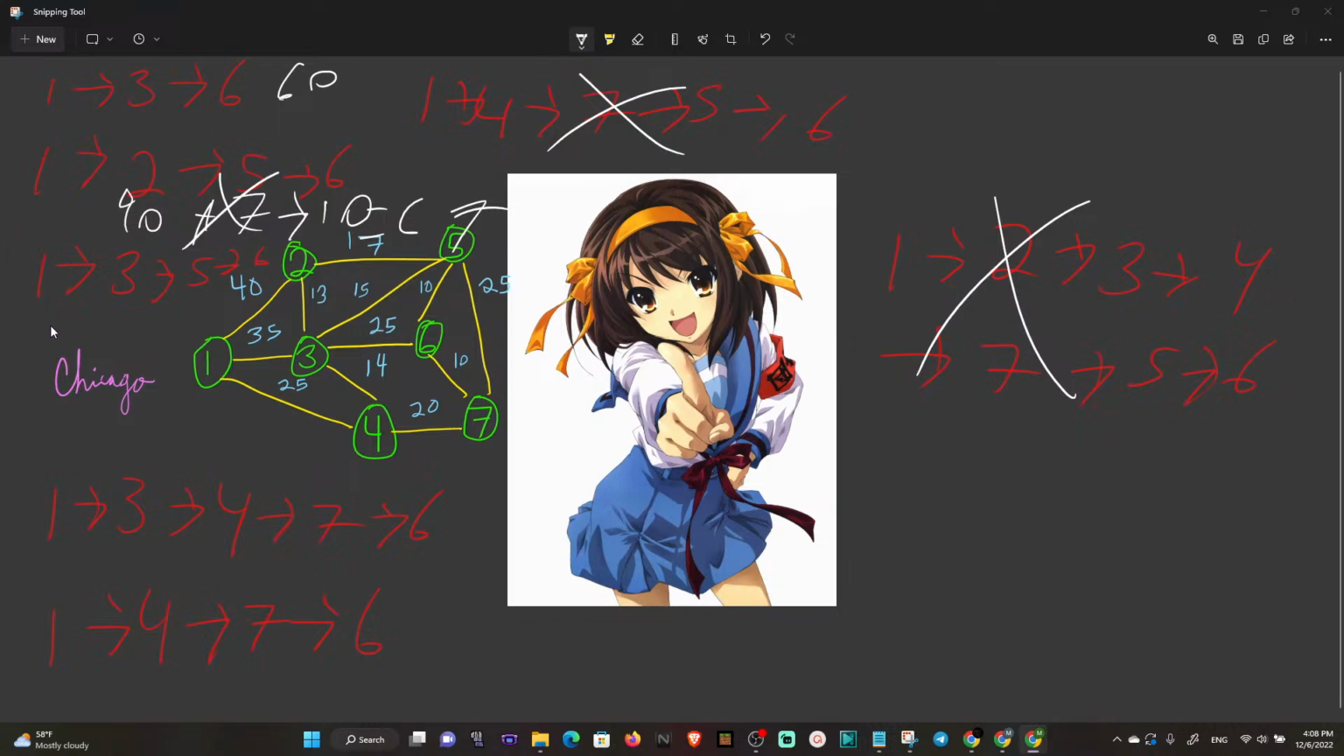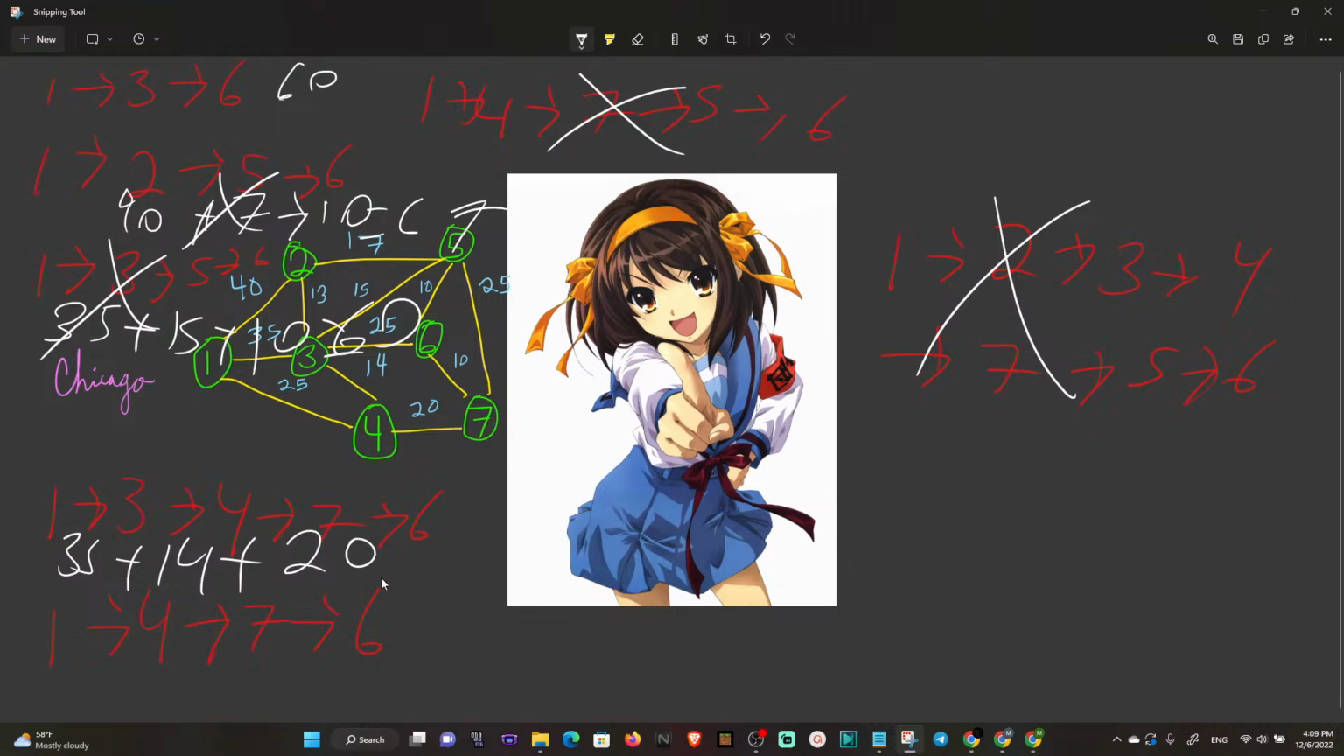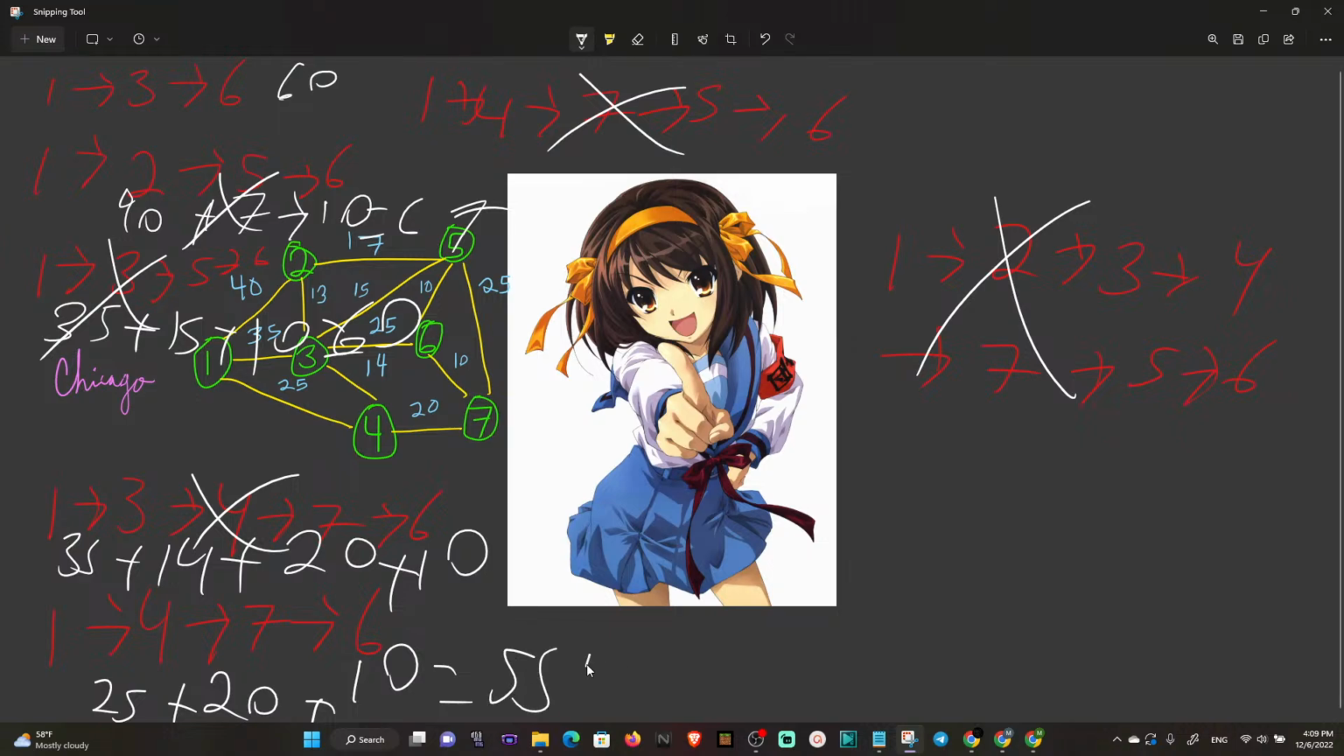Anyways. And then we have 1 to 3, which will be 35. 35 plus 15 plus 10. That'll be equal to 60. So that's too big. Then we have 1 to 3, so it'll be 35 plus 14 plus 20 plus 10, and that's too big. 1 to 4 will give us 25 plus 20 plus 10, which will give us 55. This is currently the smallest one.